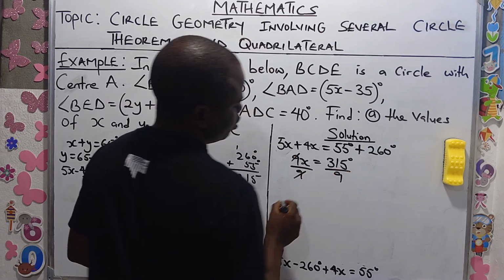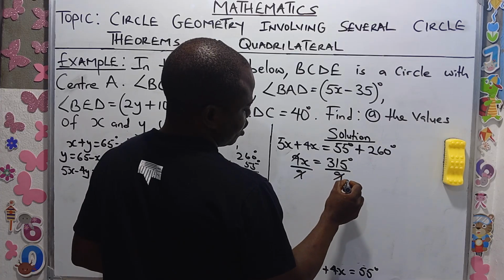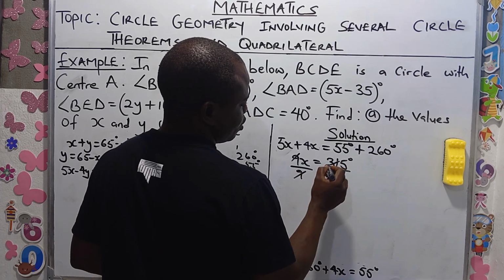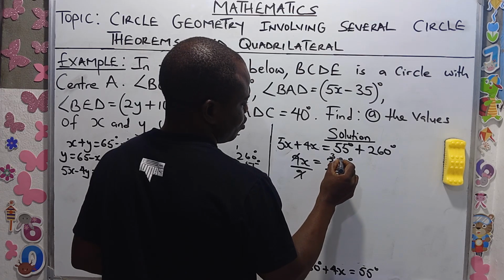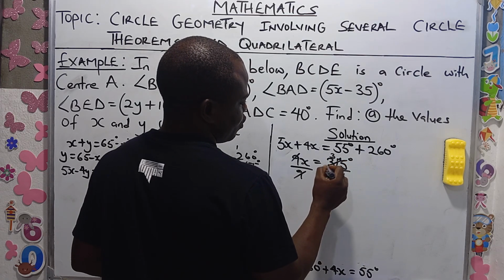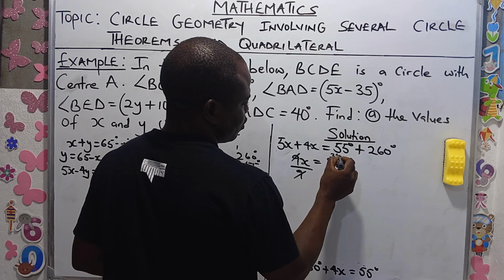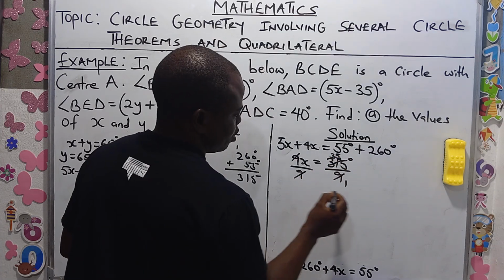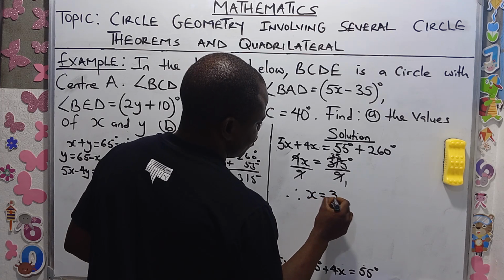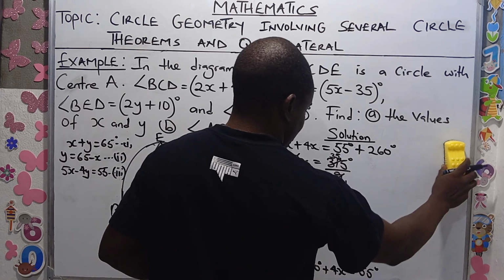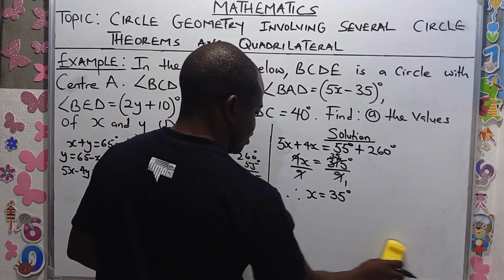9 cancels 9. 9 goes into 9 one time. 9 goes into 31 three times. Put the 4 in front of 45. 9 goes into 45 five times. Therefore, our x equals 35 degrees. The value of x is 35 degrees.